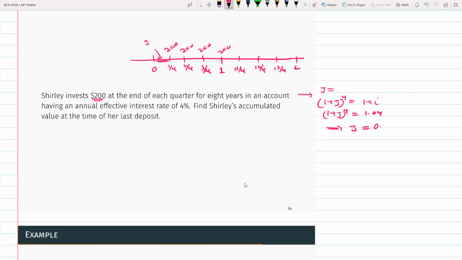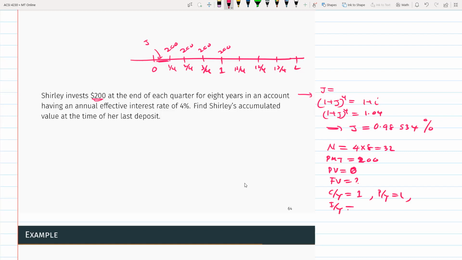So this is 0.985334%. Okay, so now I can use the calculator. So how many payments? For 8 years, 4 times 8 years, that's 32. What's the payment size? 200. And then what's the present value? No, present value is 0. Future value is what we want. And the compounding per year is 1. Payment per year is 1. Okay, you have to set it like that. And then the rate is always J. Okay, so I/Y is going to be J, which is 0.98534.